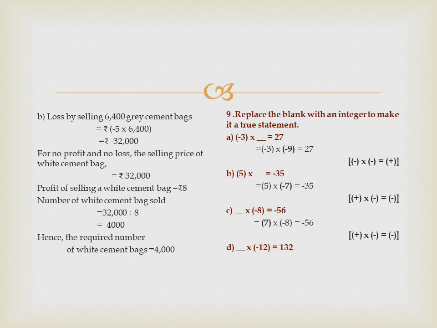D. Dash into negative 12 is 132. Here, negative 12 to be multiplied with a negative number, then only you will get a positive answer. Therefore, we have to multiply negative 11 with negative 12 so as to get 132 as the answer. Therefore, here this answer is negative 11.